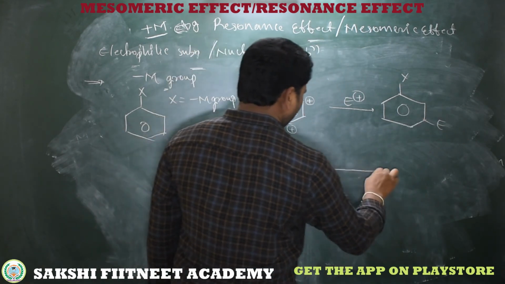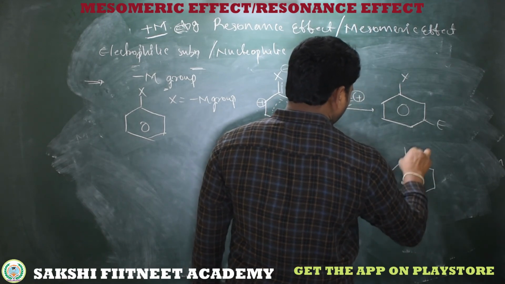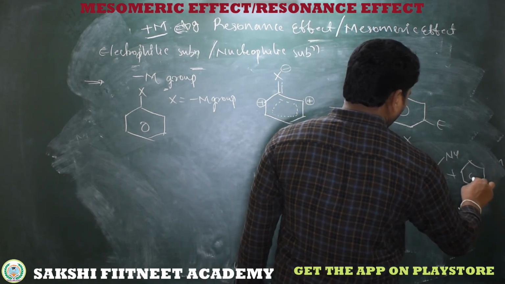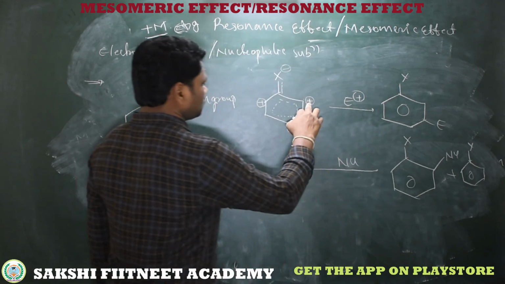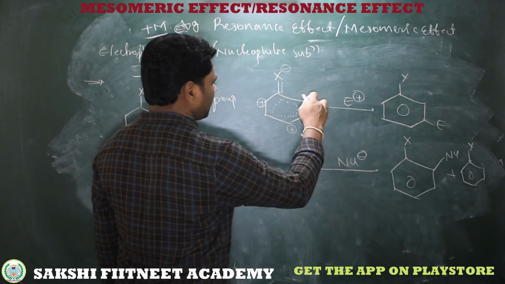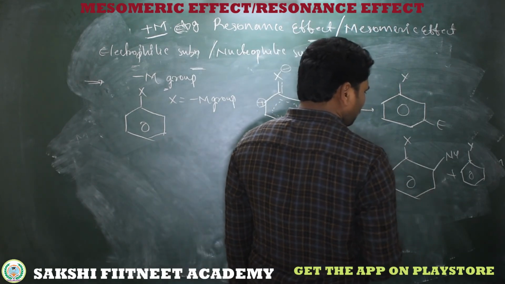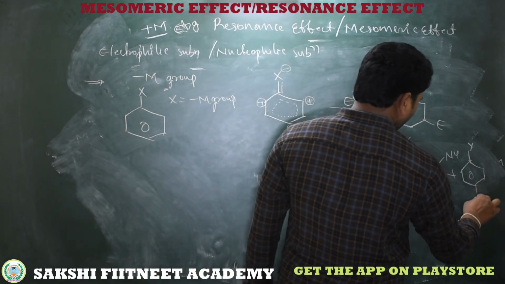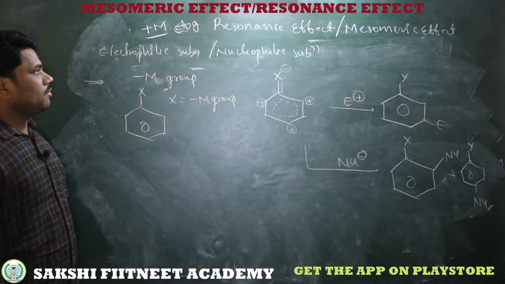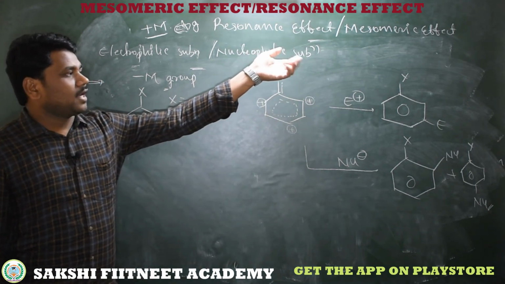And what about a nucleophile? So a nucleophile can attack at ortho as well as para, because these positions are showing a positive character. So a nucleophile, being negative, can attack the positive ortho, para, ortho. So we will get a mixture of products. One is ortho substituted, one is para substituted. So this is the importance of the plus R effect and the minus R effect, or we can say the plus M effect and the minus M effect.